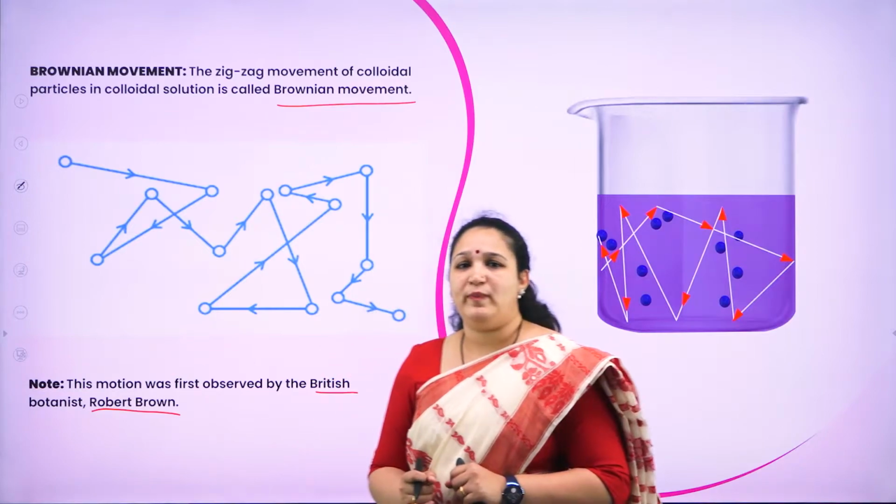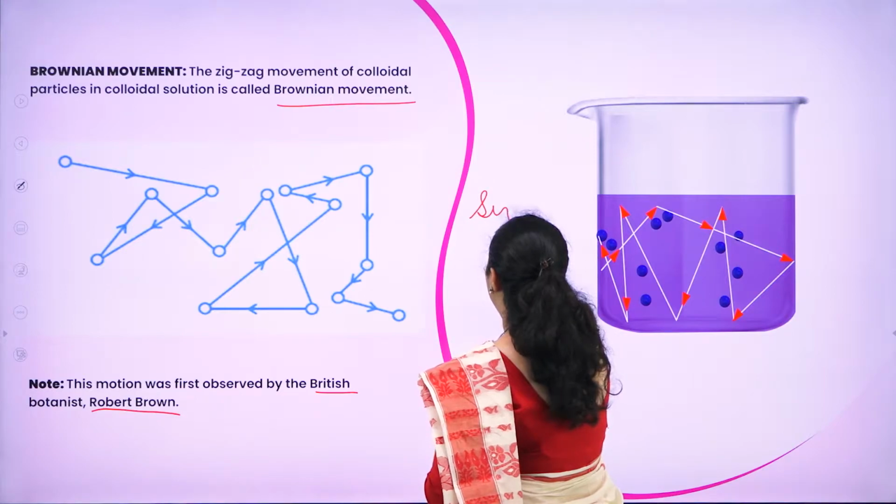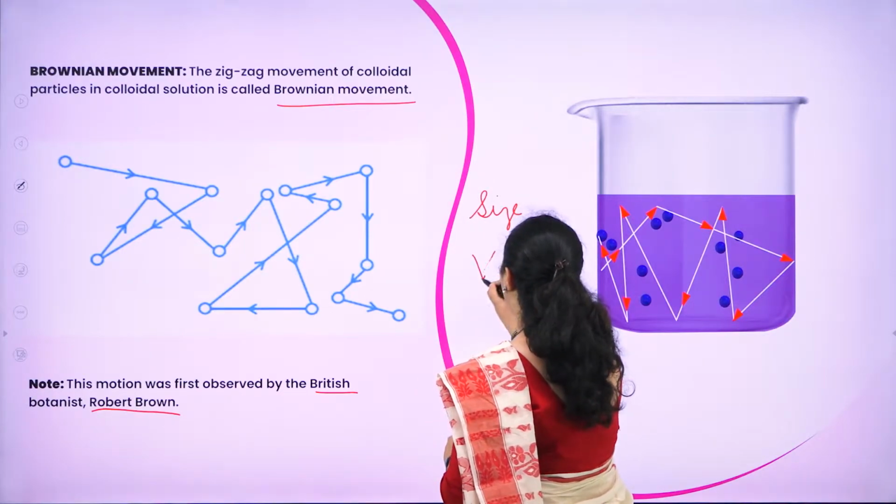Now, the Brownian movement depends on two factors: the size and viscosity.